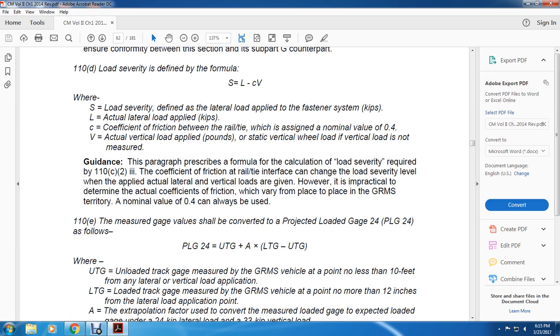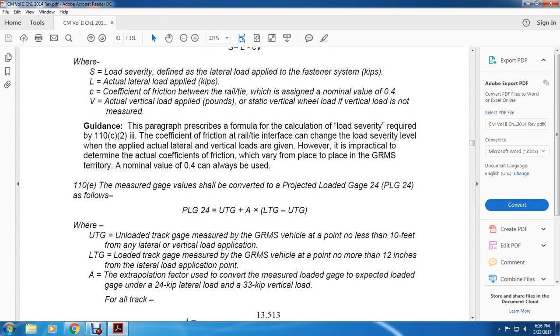110E, the measured gauge value should be converted to the projected load gauge at 24 as follows. The projected load gauge 24 is equal to the unloaded track gauge measured with a gauge restraint measurement system vehicle at a point not less than 10 feet from any lateral vertical load application, plus the extrapolation factor used to convert the measured load gauge to the expected load gauge under the 24 KIP lateral load and 33 KIP vertical load, times the loaded track gauge measurement of the gauge restraint measurement system vehicle at a point no more than 12 inches from the lateral load application, minus the unloaded track gauge measurement not less than 10 feet from any lateral vertical load application.